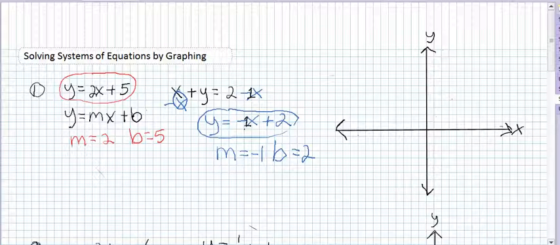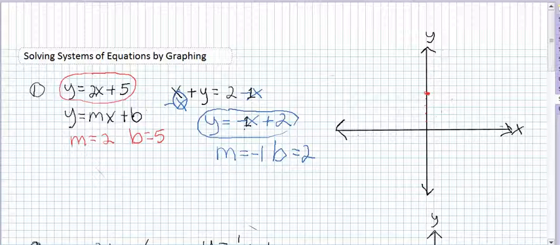So the first equation I did in red, so I'm going to go ahead and create that line in red. I'm having a little bit of a hard time figuring out how to graph this neatly, so bear with me. My beginning point is on the y-axis. So I'm going to go up and place my point at positive 5 on the y-axis. So it's 1, 2, 3, 4, 5. And that's my beginning point right here.